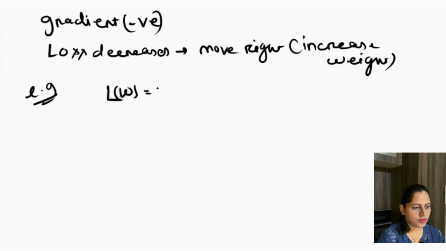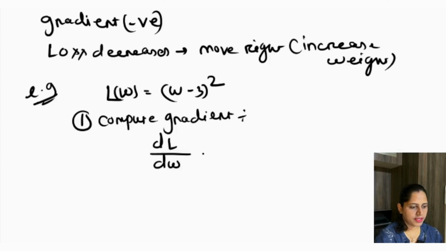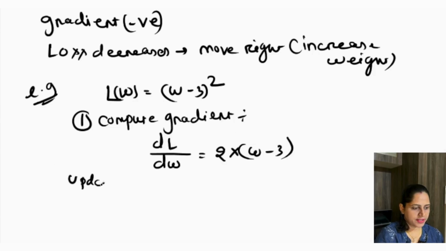What we know, guys, we have my loss function. So suppose your loss function looks something like this. Then what is the first point? We need to compute the gradient. So when I'm computing my gradient, I am doing dL by dw, which is nothing but, we know the differentiation, right? It will be 2 into w minus 3. Then I need to update my weights, right? That is the next step.